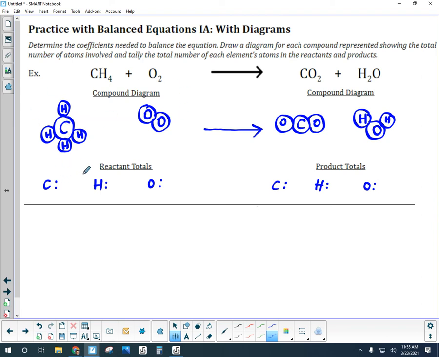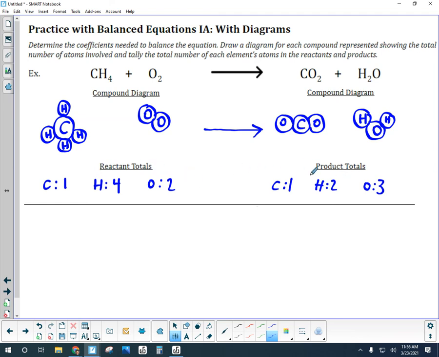So here, if I look at everything, I only have 1 carbon. I've got 1, 2, 3, 4 hydrogen, and 2 oxygen in the unbalanced equation. On the product side, I've got 1 carbon, 2 hydrogen, and a grand total of 1, 2, 3 oxygen. So carbon is good, hydrogen is not balanced, oxygen is not balanced.